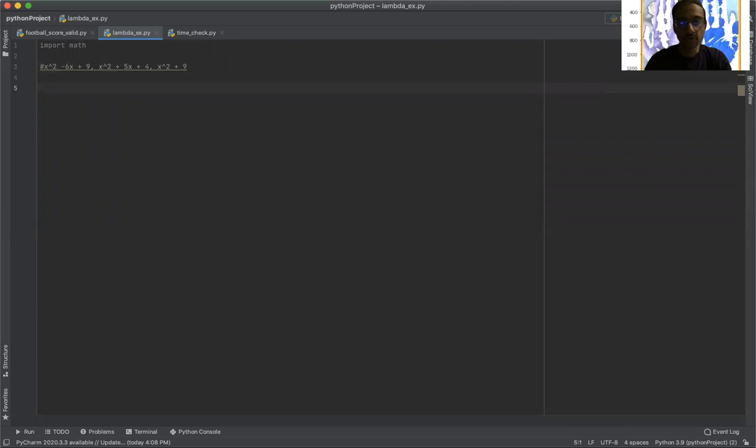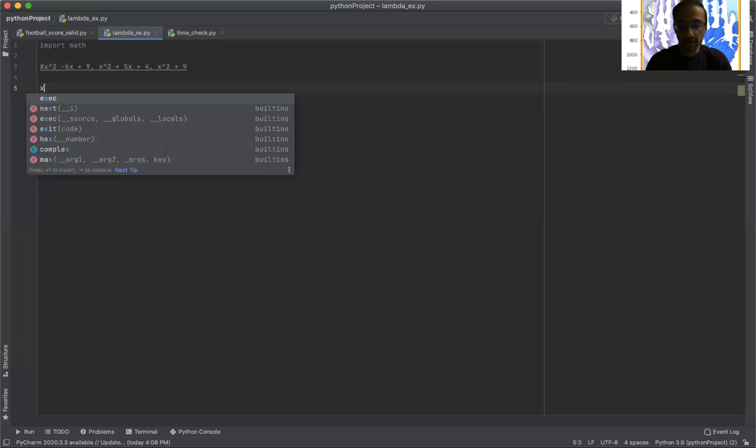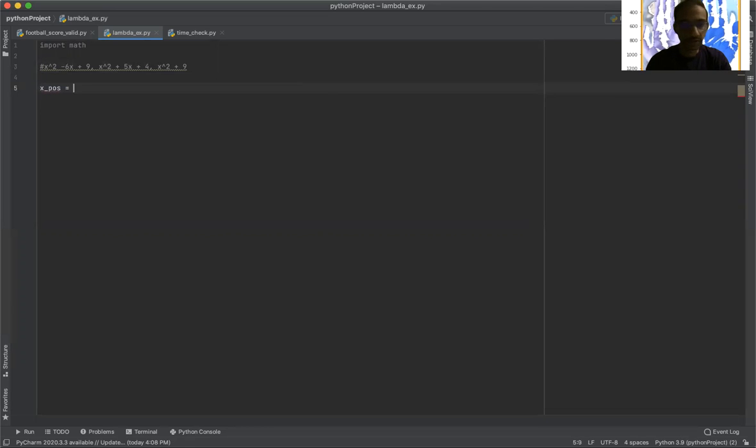In the quadratic equation, there are two values you can get out of it: minus b plus or minus the square root of b squared minus 4ac, all over 2a. So you get the plus and minus. We're going to have two separate lambdas. We're going to do x positive equals lambda.